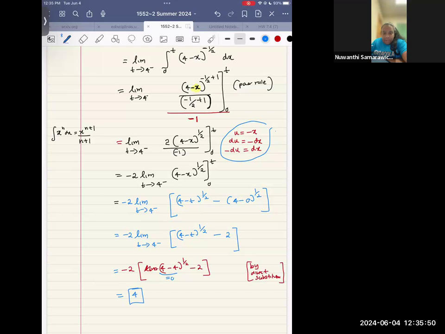Why did you scratch out the limit on the last? Oh, it's because I already substituted by direct substitution. Because I used direct substitution, that means I already used t is equal to 4. Then after you use t is equal to 4, you don't have to write the limit again.